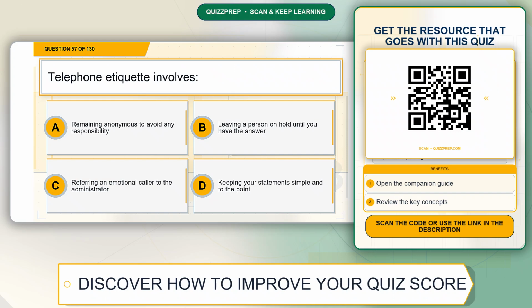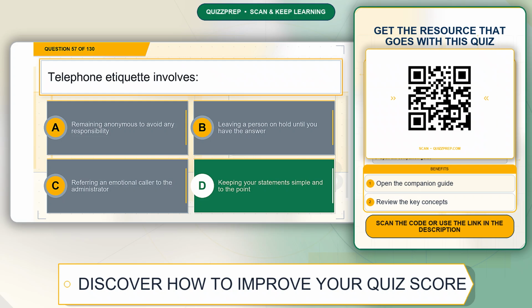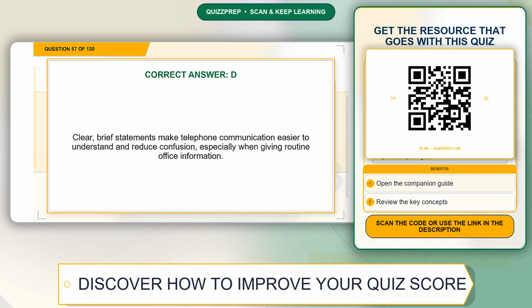Question 57. Telephone etiquette involves: Option A, remaining anonymous to avoid any responsibility. Option B, leaving a person on hold until you have the answer. Option C, referring an emotional caller to the administrator. Option D, keeping your statements simple and to the point. The correct answer is option D, keeping your statements simple and to the point. Explanation. Clear, brief statements make telephone communication easier to understand and reduce confusion, especially when giving routine office information.